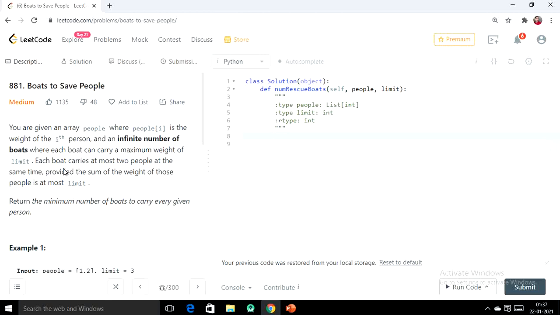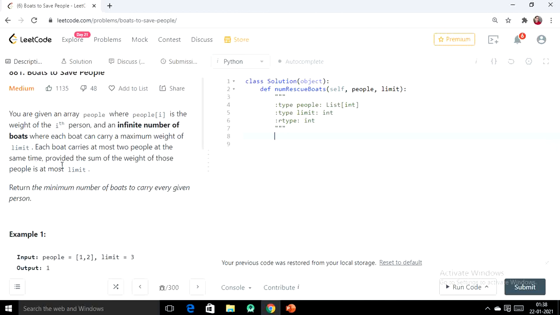So the thing is, an array of people is given to us and each element denotes the weight of the person, right? So a boat is there which is carrying at most 2 persons, like 2 or less than 2, that is 1 only, right? So for carrying the persons, there is a limit decided. So we have to take care of this limit.